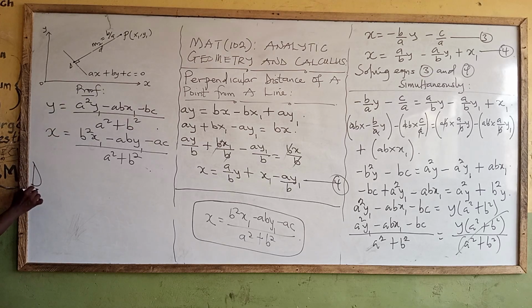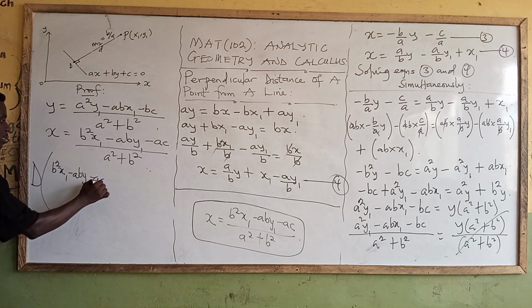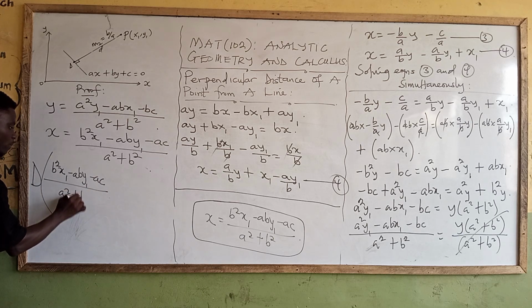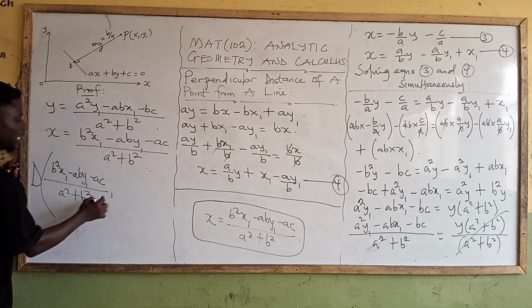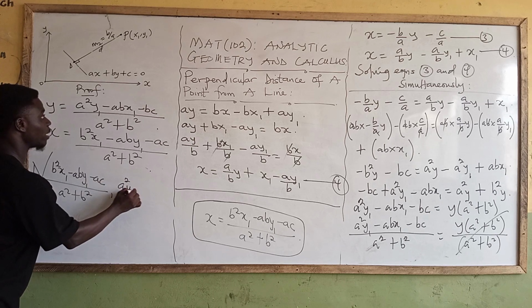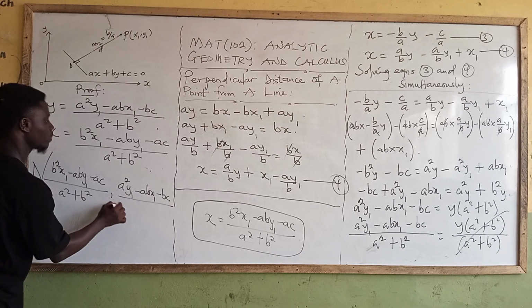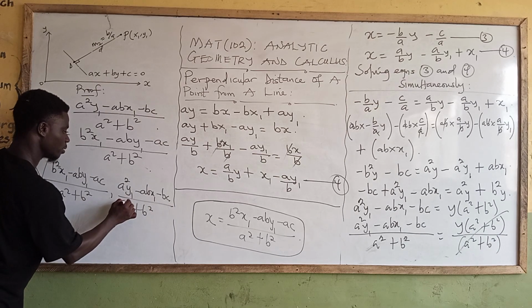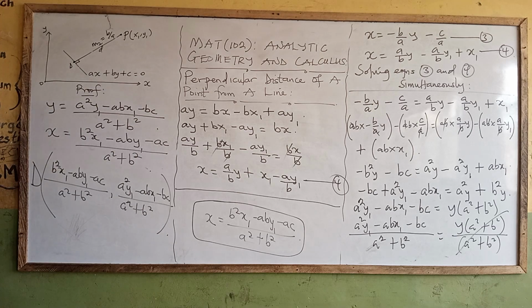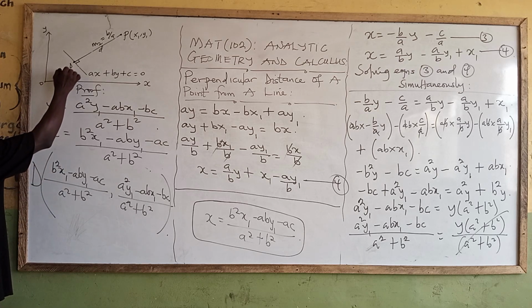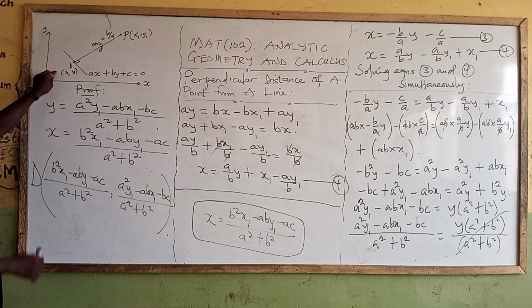So you can say that point D is now, our x coordinate is b squared x1 minus aby1 minus ac divided by a squared plus b squared. Then our y coordinate is a squared y1 minus abx1 minus bc divided by a squared plus b squared. So we have our point D to be that. So how best can we solve this?